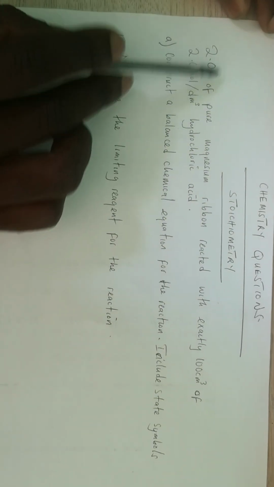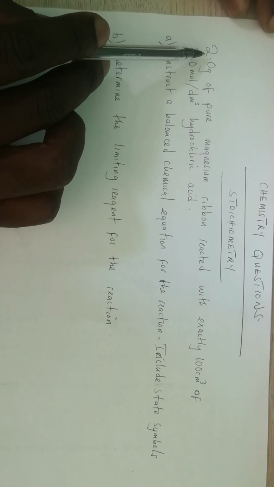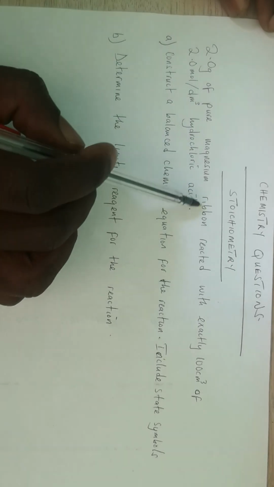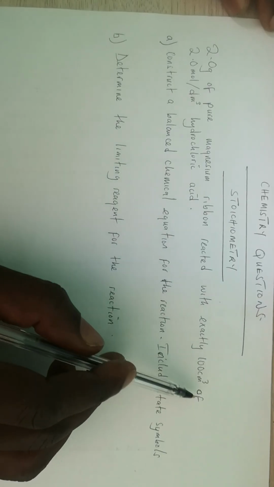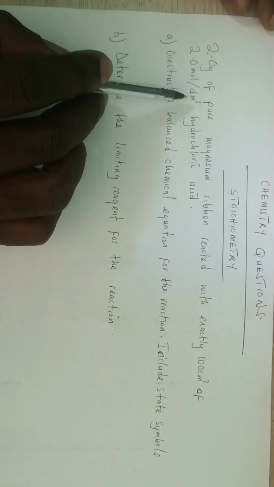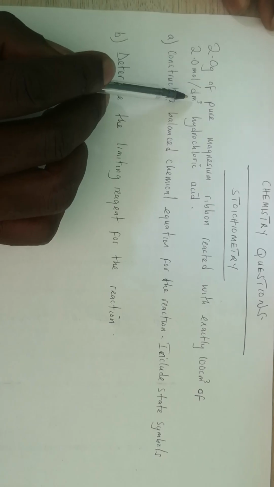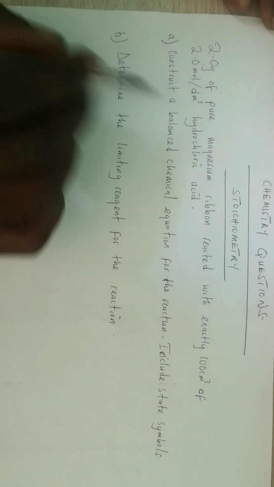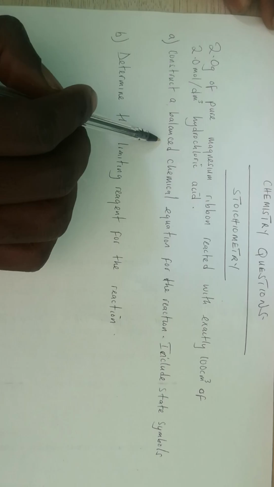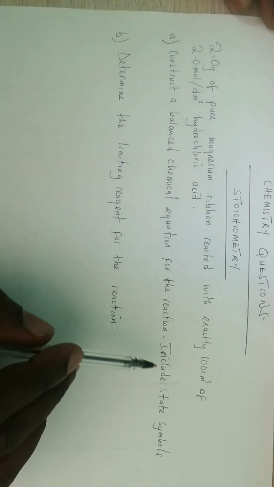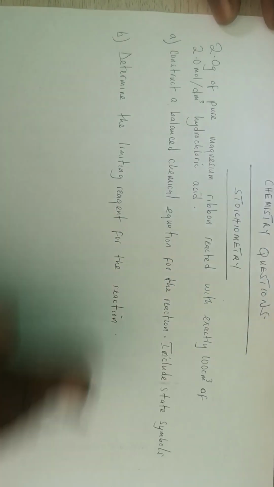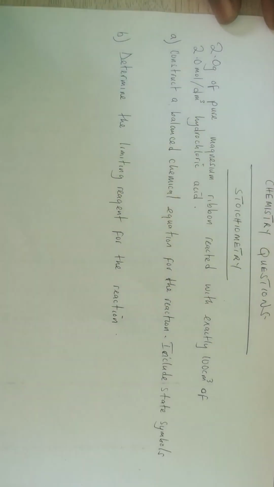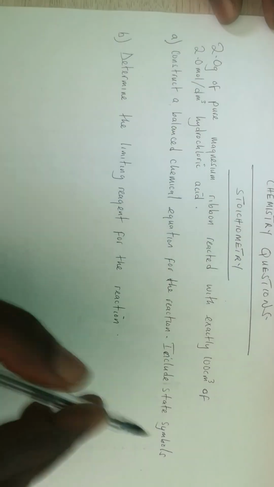When you look at the question, we are given 2.0 grams of pure magnesium ribbon reacted with exactly 100 cubic centimeters of 2 mole per cubic decimeter hydrochloric acid. Construct a balanced chemical equation for the reaction. Include state symbols. This is easy. So the first part, we are going to first of all write the equation.